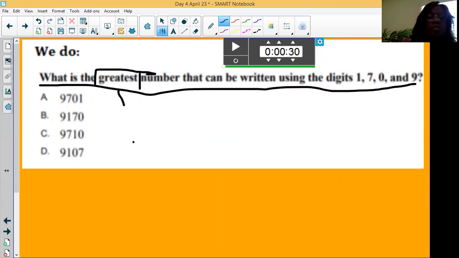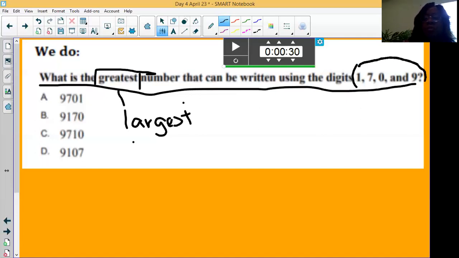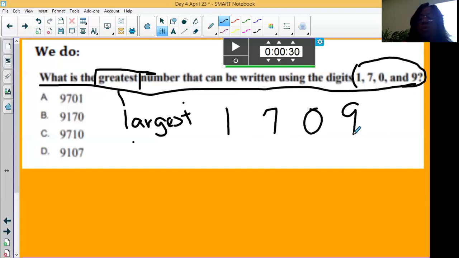And we know greatest means largest. Then we have 4 digits that we're going to use to create a number that is largest. The largest number possible using these 4 digits. Our digits are 1, 7, 0, 9. I'm going to pause a few minutes and let you catch up to where I am.